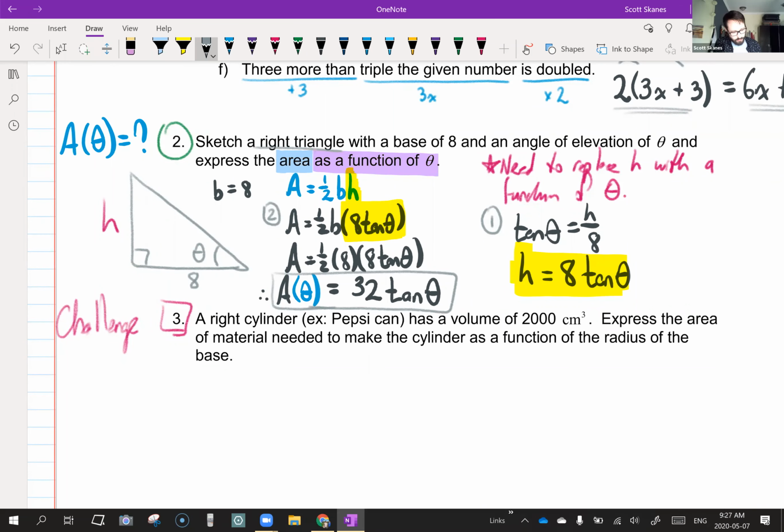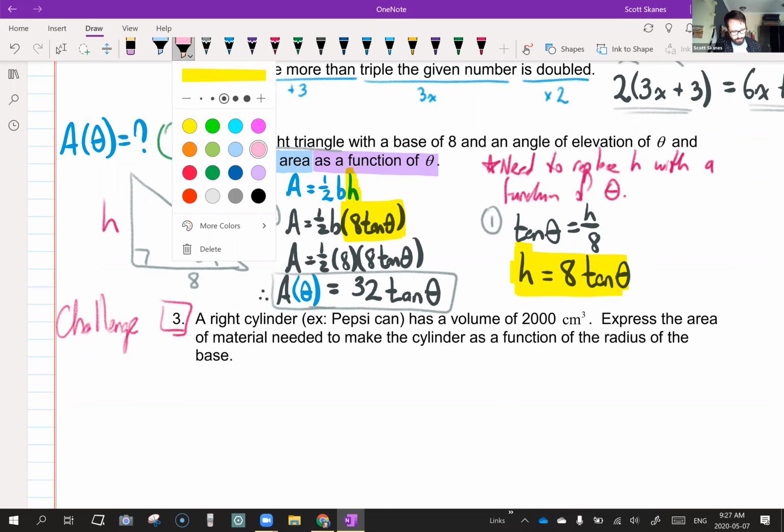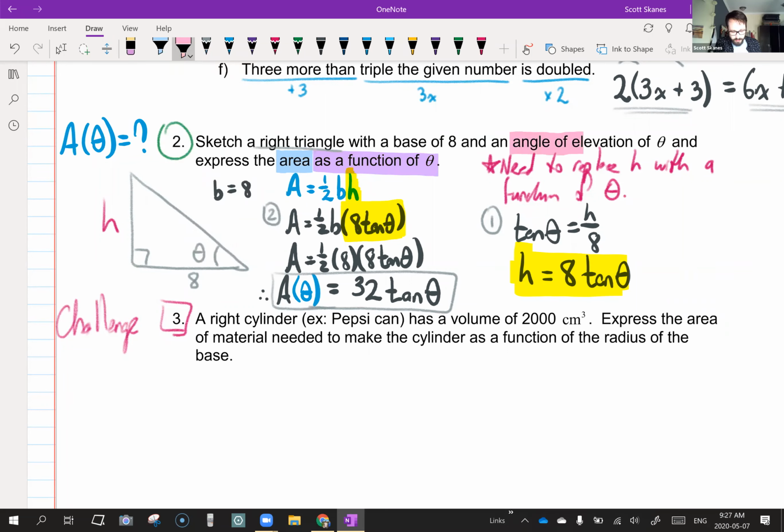Okay, so I'll just use another highlighter. Angle of elevation of theta. That angle of elevation, that's what it means. It means start at nothing, start flat, x-axis, and angle up. So it's this angle here. That's the definition.